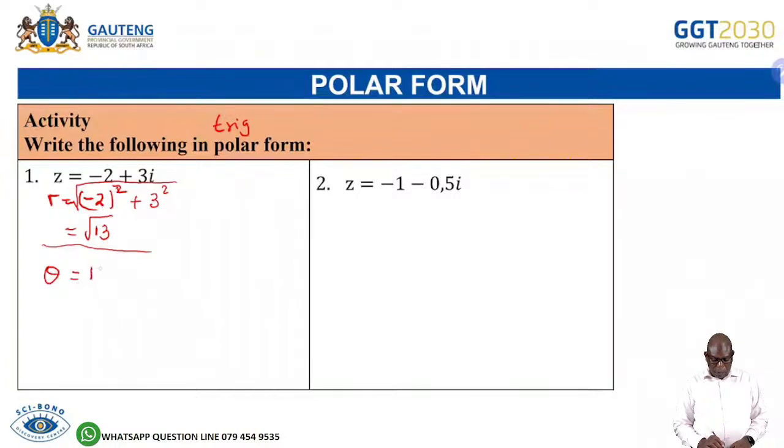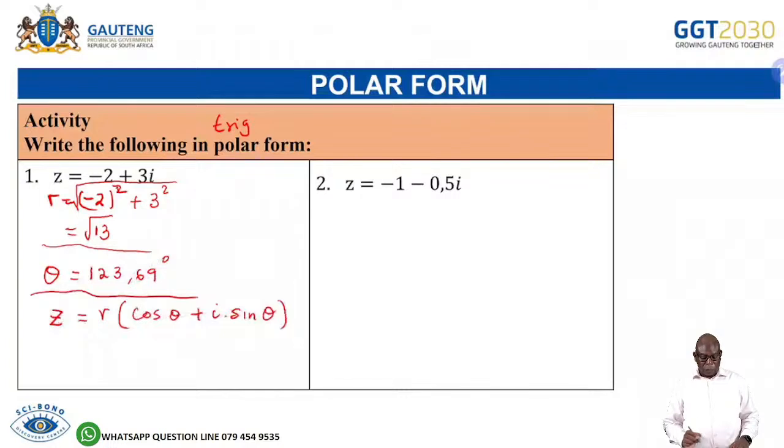Then the angle was 123.69 degrees. Now how am I going to write this in polar form? Remember, in polar form it's still a complex number. First I must write down the R, then I write the cos of an angle, then plus I multiply by the sine of an angle. That is polar form.